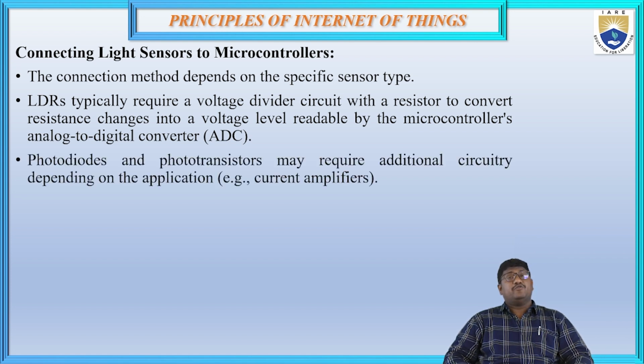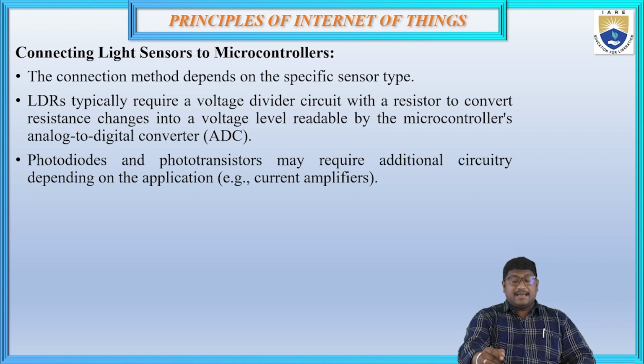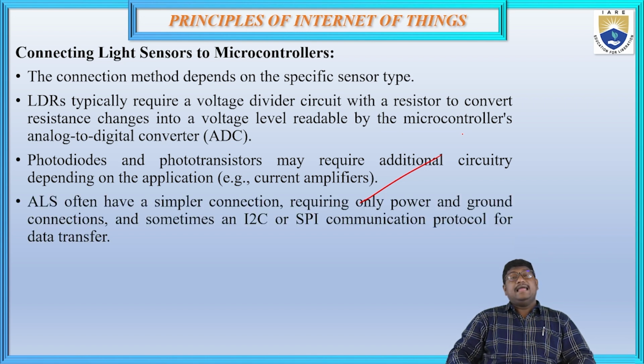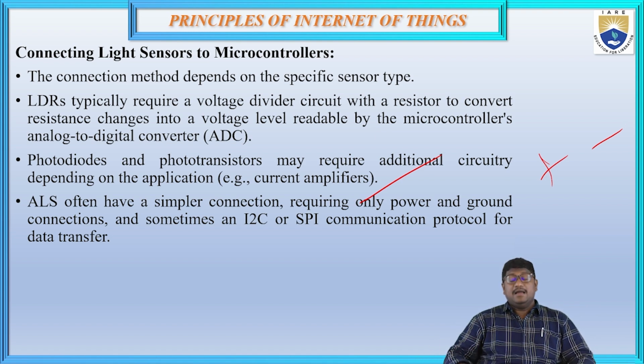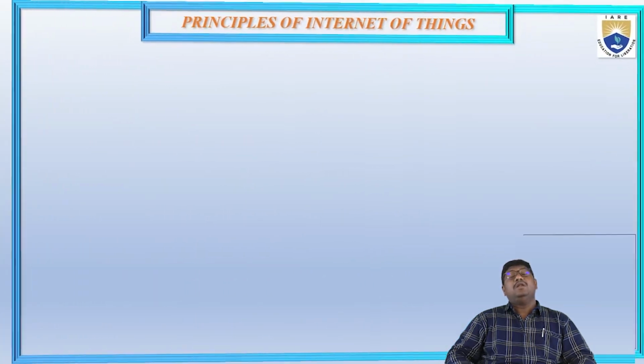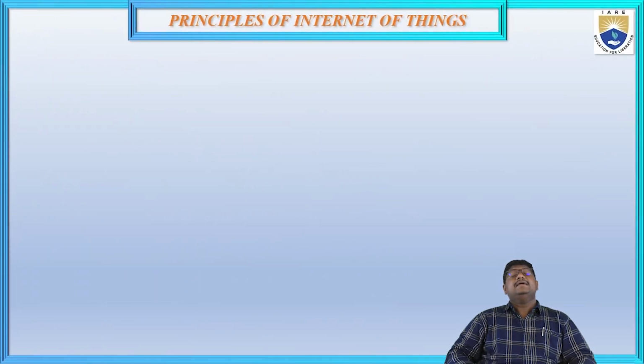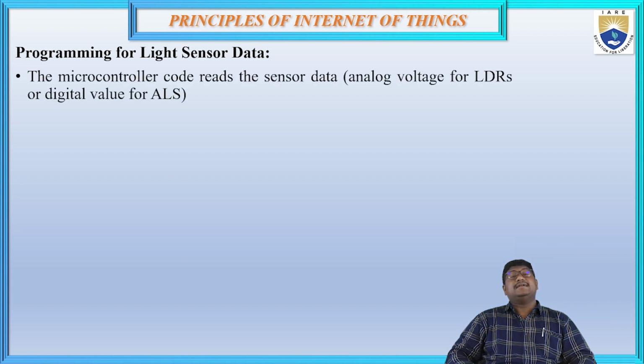Coming to photodiodes and phototransistors, which may require additional circuitry depending on the application, such as current amplifiers. And coming to the ALS, which often has a simple connection requiring only power and ground connections, plus and minus. Sometimes I2C and SPI communication protocols play a major role at the time of data transfer. And how the programming of this light sensor data is going to be done.